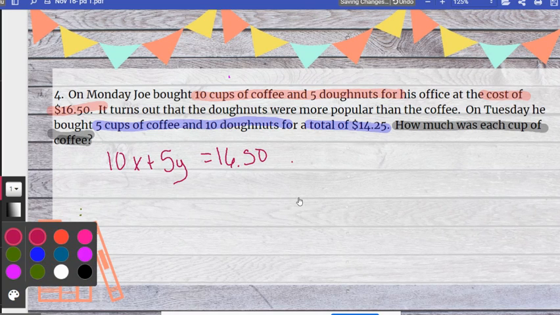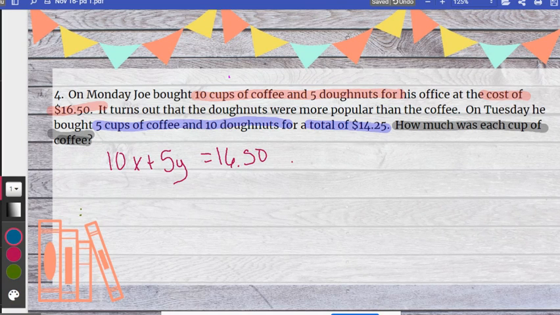Okay, moving on to the other part here. When on Tuesday, again, we have a total. We have a total of $14.25. And then Joe bought 5 cups of coffee and 10 donuts. So 5x plus 10y. And this is where, again, defining our variables is going to be extremely important.